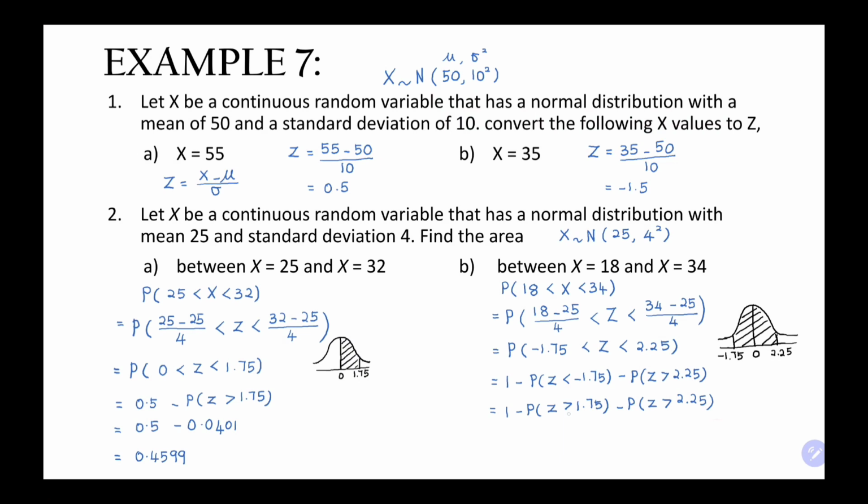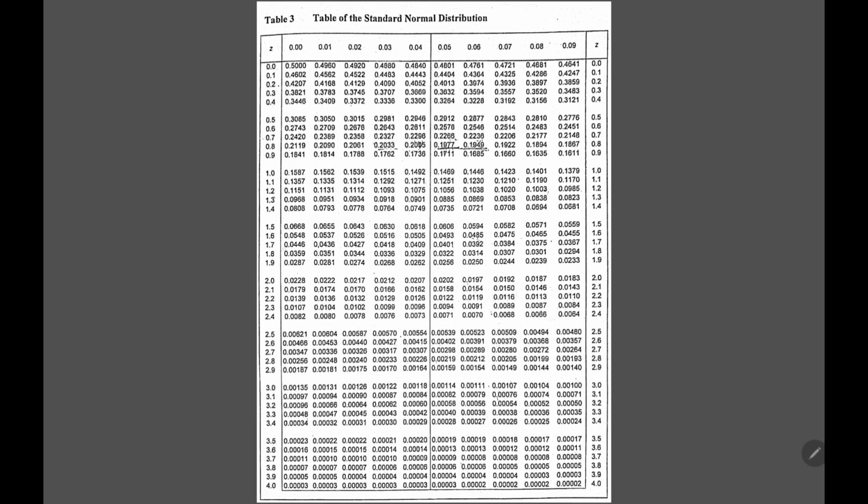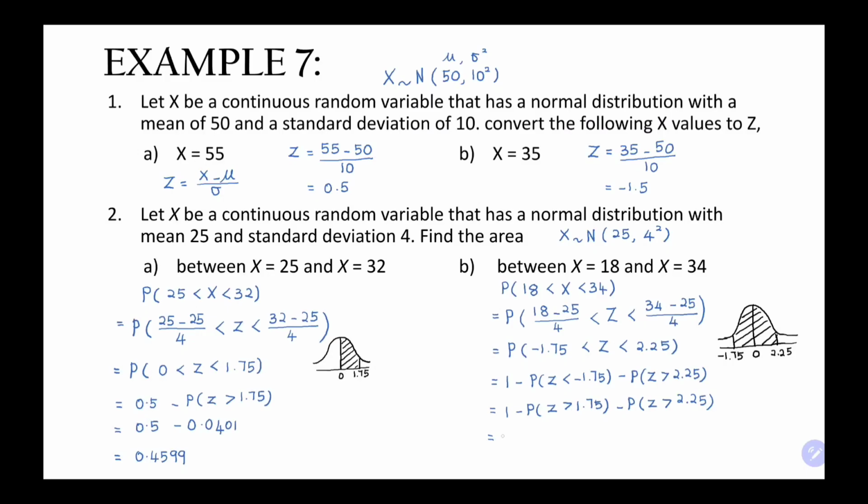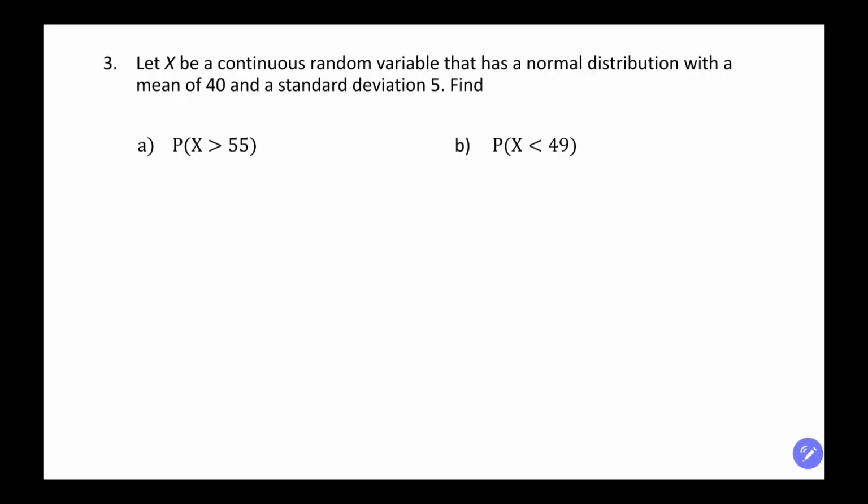Okay. The sign is greater, both are positive, so we can check table. 1.75 we have 0.0401 and 2.25 we have 0.0122. Then we copy both answers. 1 minus 0.0401 minus 0.0122. Then we get answer 0.9477.